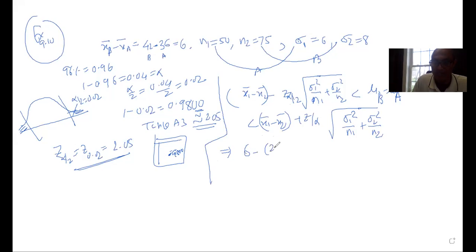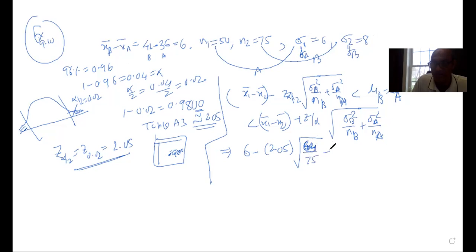So this implies you can write 6 minus 2.05, and sigma 1 square and sigma 2 square. Sigma 1 square, what is my sigma? It is 8. You have to have B over here, so it is better to write sigma B and sigma A and nB and nA, just for the sake of convenience and to avoid mistakes. So here sigma 2 is nothing but sigma A, and this is nothing but sigma B.